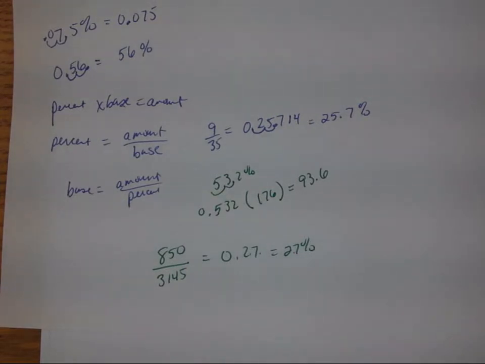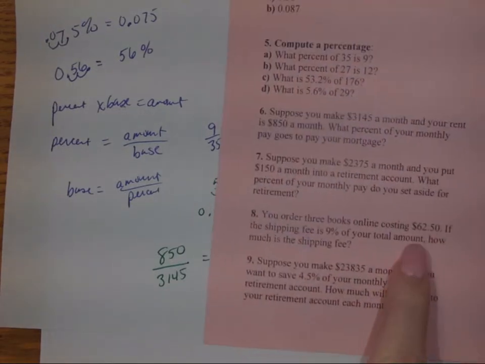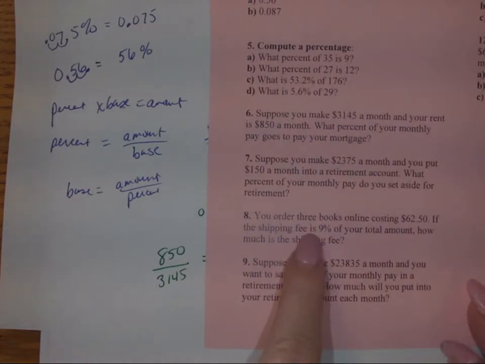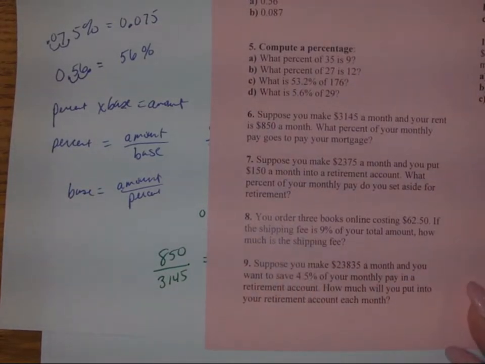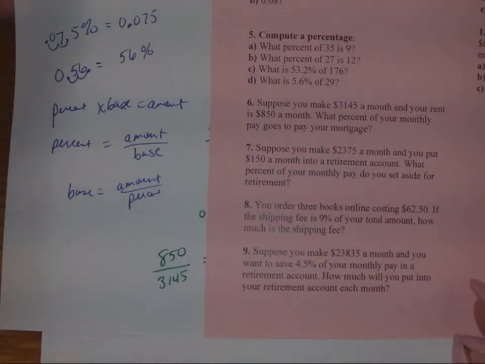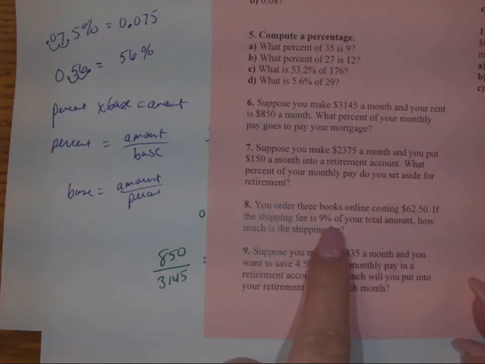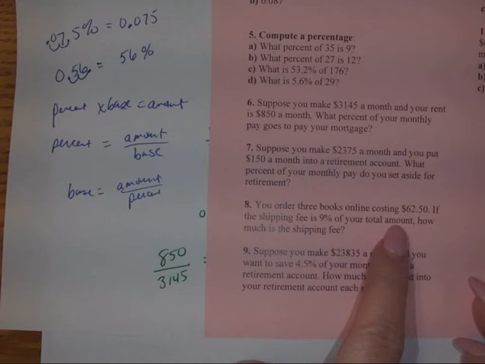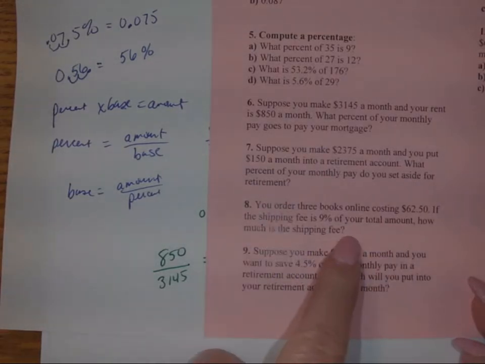All right, so the next problem would be similar to that. So let's go do another one. So if you order 3 books online and they cost $62.50, if the shipping fee is 9% of your total amount, how much is the shipping fee? This is going to be very similar to this. So again, we are looking to find the fee. This time we are given the percent and we need to find the amount. So we're looking for that actual value of the shipping fee.